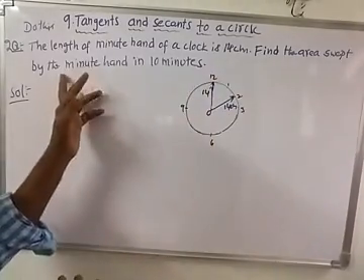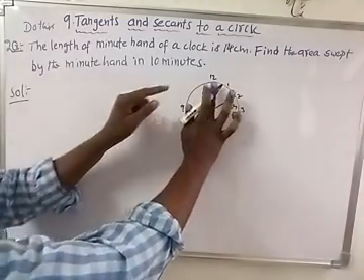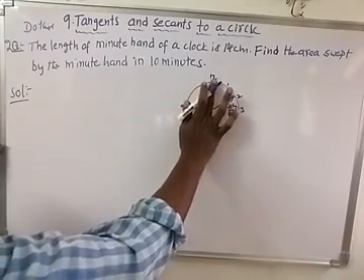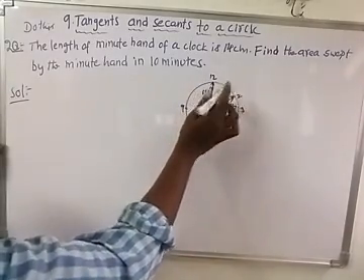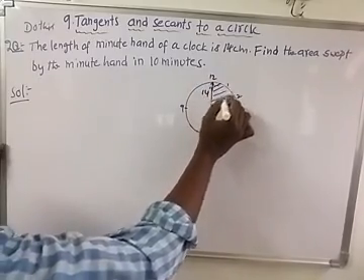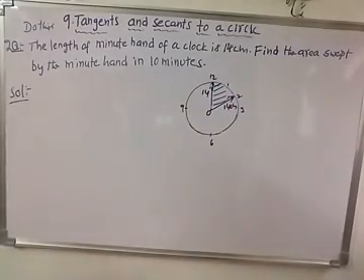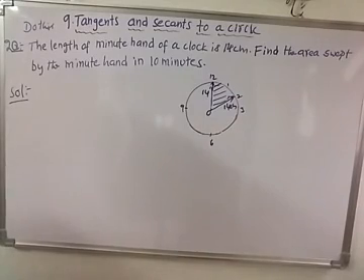Find the area swept by the minute hand in 10 minutes. So here, this is the minute hand. This is rotated in 10 minutes. So we are finding the area swept by the minute hand in 10 minutes. Okay, right.